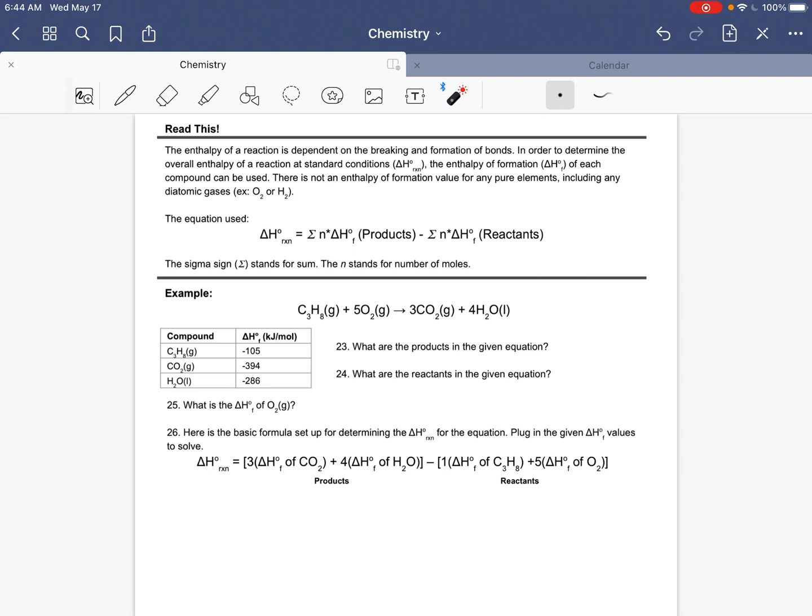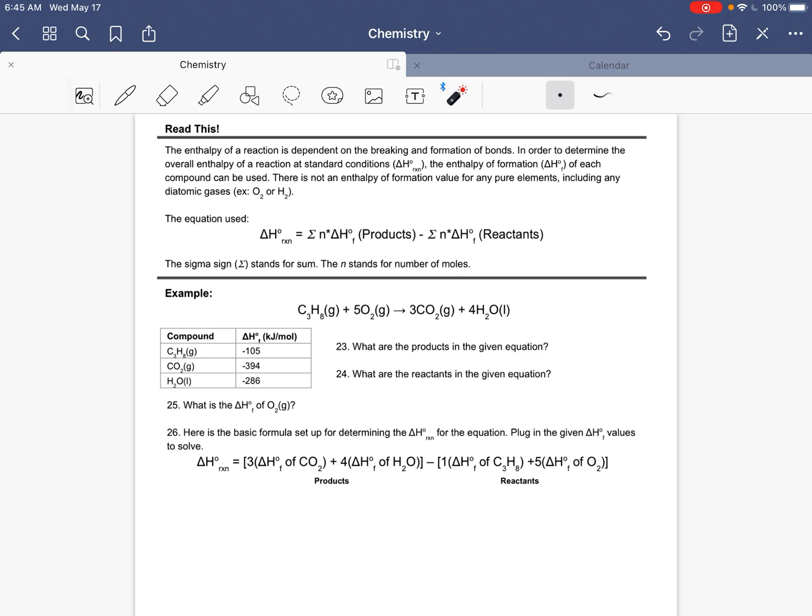So down here in my example, I already have the balanced equation. They've already given me the enthalpy of formation for the compounds necessary. Notice that there is not an enthalpy of formation for oxygen. The reason for this is because it is a pure element, even though it is a diatomic element, because we have two of them. It's still just a pure element. There's no other element in there making it a compound.